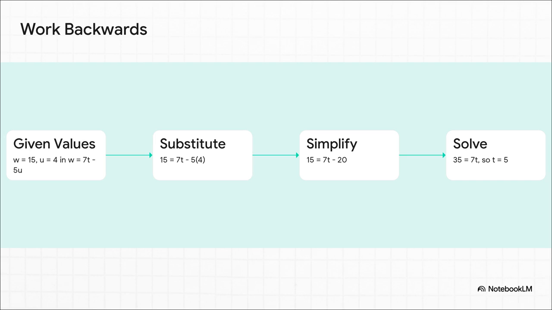Step 2, we substitute what we know. 15 equals 7t minus 5 times 4. Let's simplify that in step 3. 15 equals 7t minus 20.